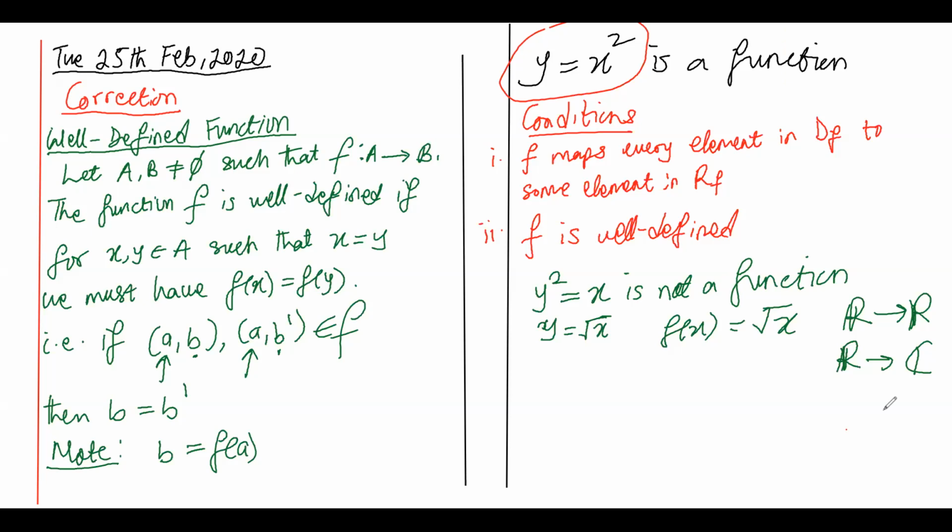Can you explain it again? Okay. You mean the first condition of what? Yeah, the first condition. Okay. So the first condition says F maps every element in its domain to some element in the range. It means F can take any value here. It means you can substitute any real number and it is possible to get an answer. That's what it means.